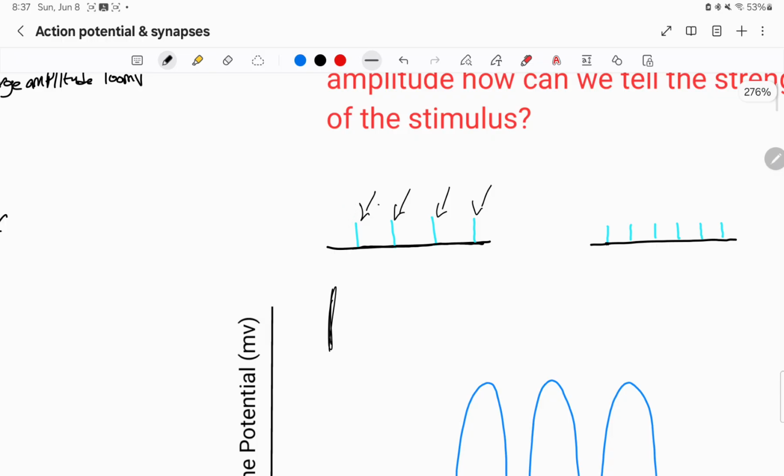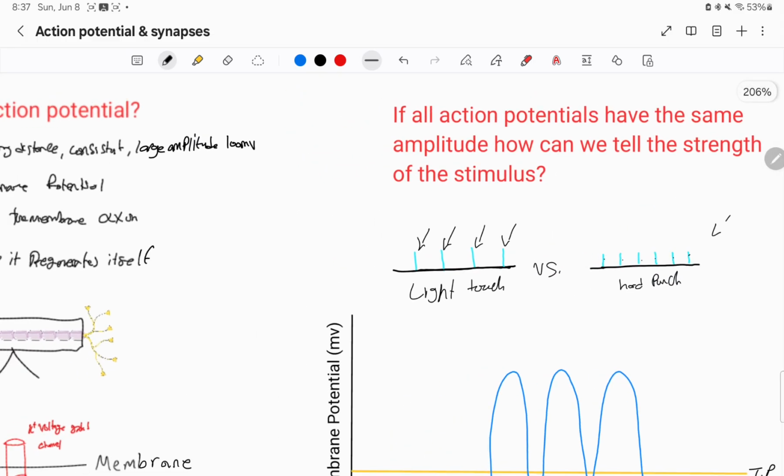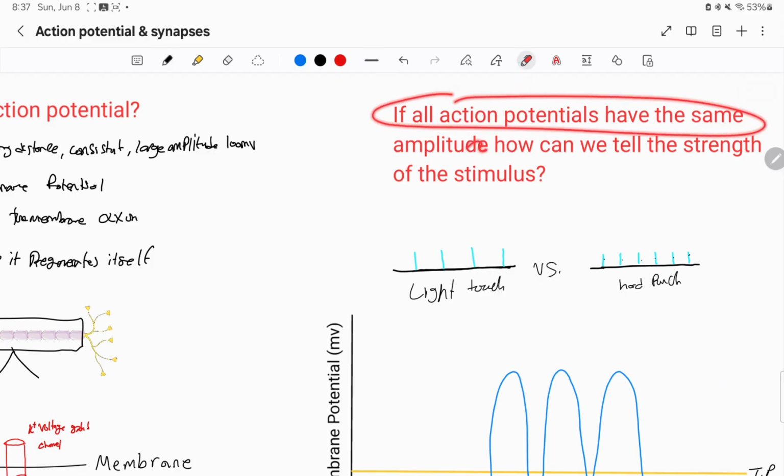Which means that in this scenario, I am seeing 1, 2, 3, 4 action potentials. In this scenario, I'm seeing 1, 2, 3, 4, 5, 6 action potentials. Let's say I will have this scenario be a light touch and this one be a hard punch. I'm going to ask you this question again. If all action potentials have the same amplitude, the same magnitude, then how can we tell the strength of the stimulus that was applied to us?